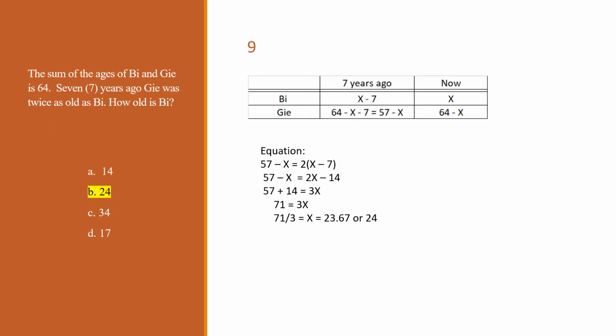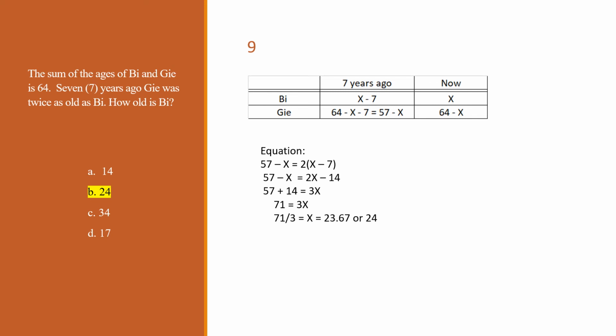For number 9, we are given that the sum of the ages of B and G is 64. So how we represent this would be to provide this in columns associating B and G for specific ages at specific time periods. So for now, B is X and G is 64 minus X, because when we sum X plus 64 minus X, that's 64, which is given.